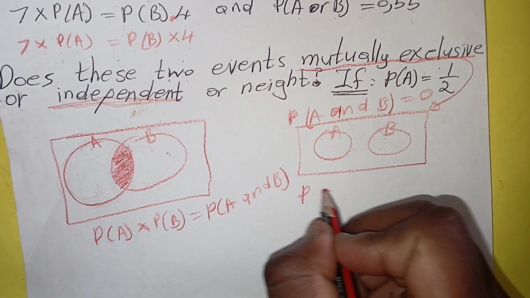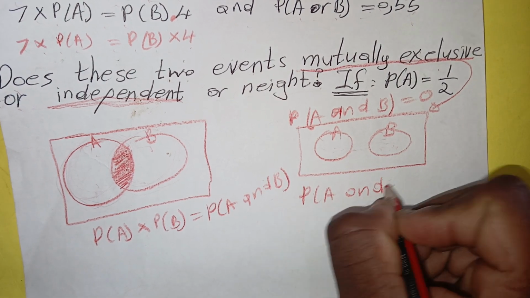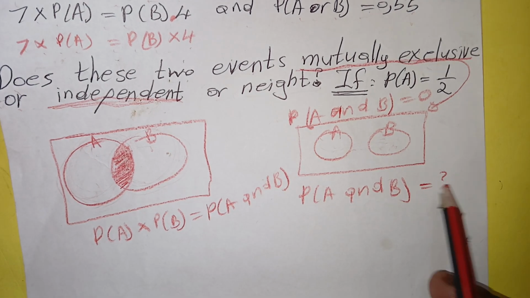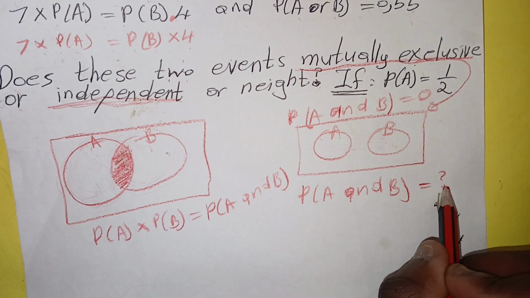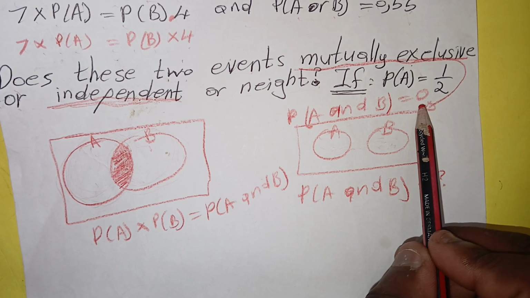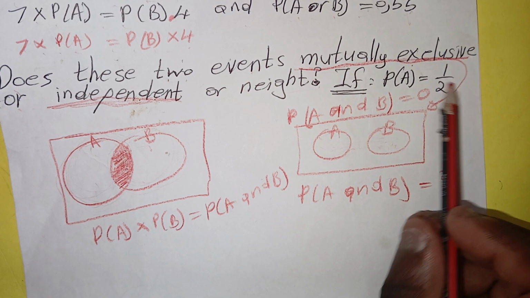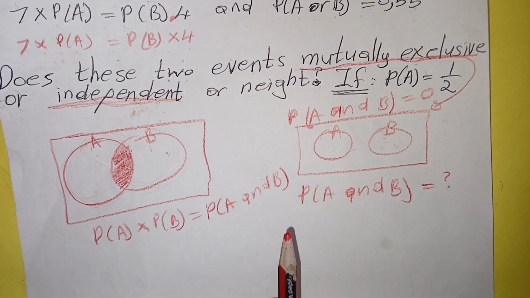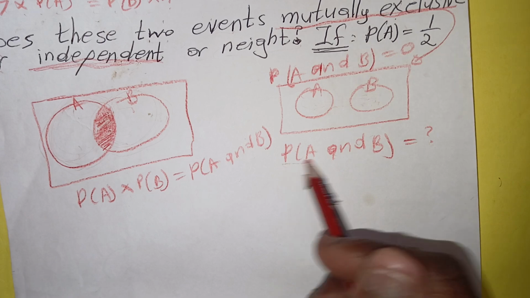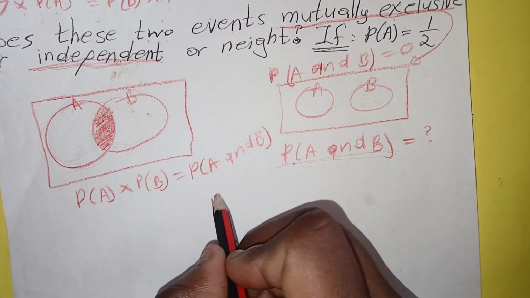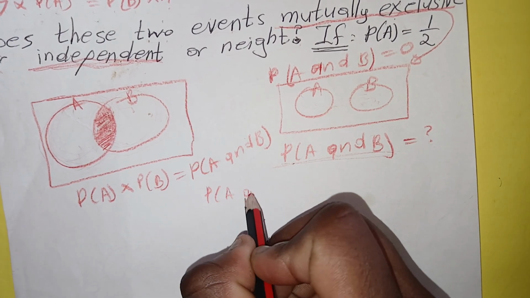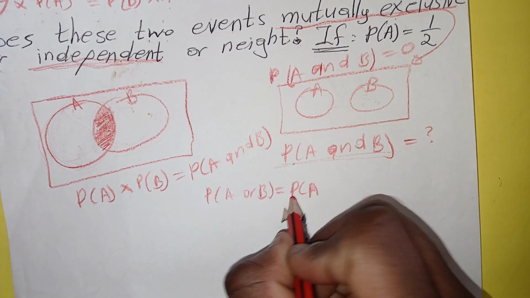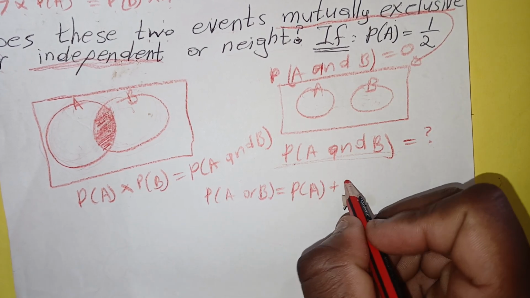So it means that I must calculate the probability of A and B. I must calculate the probability of this thing. Do you see? Once I find it's 0, it's mutually exclusive. But if it's not 0, it's not mutually exclusive. So now, in order for me to get this, I shall use the general equation. This general equation we will always be using, guys. Know it by head and heart.